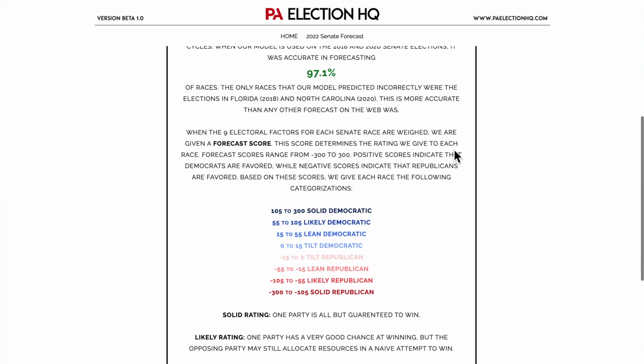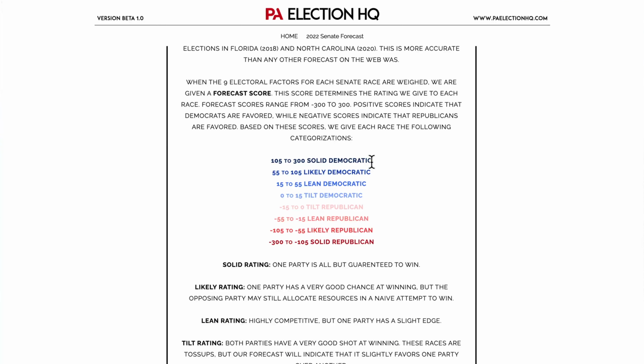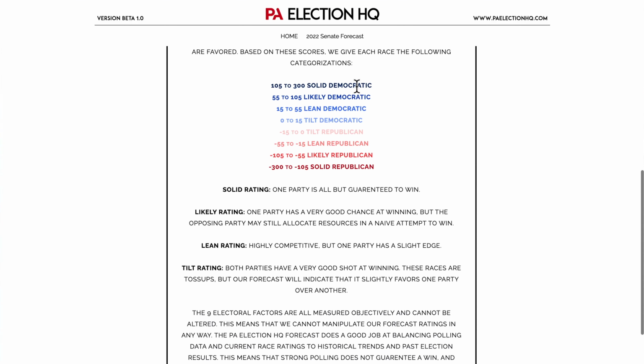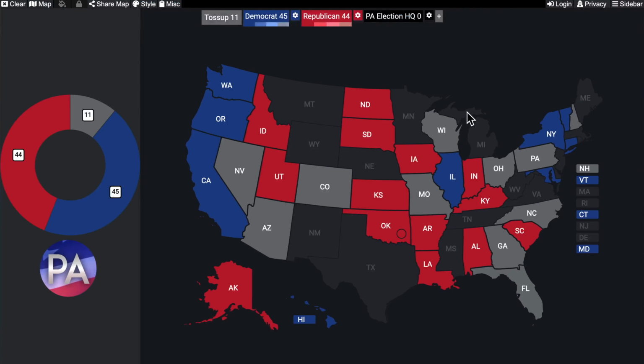Looking at the forecast scores, once we get a score for a race, there will be 8 different categories. It can go from solid Democratic to tilt Democratic, and from tilt Republican all the way up to solid Republican. These are of course the ratings that I typically use in my videos.